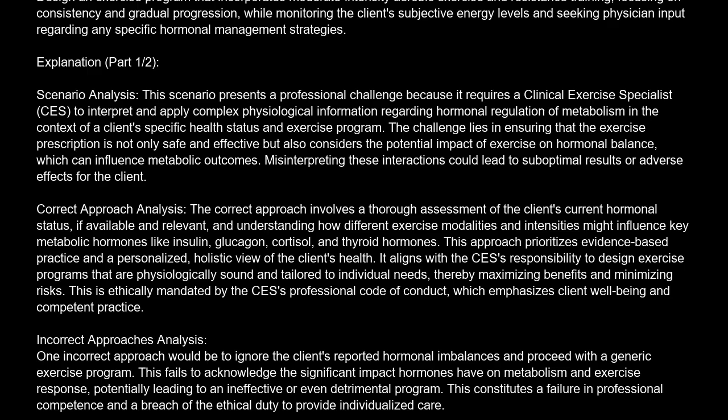Incorrect approaches analysis. One incorrect approach would be to ignore the client's reported hormonal imbalances and proceed with a generic exercise program. This fails to acknowledge the significant impact hormones have on metabolism and exercise response, potentially leading to an ineffective or even detrimental program. This constitutes a failure in professional competence and a breach of the ethical duty to provide individualized care.